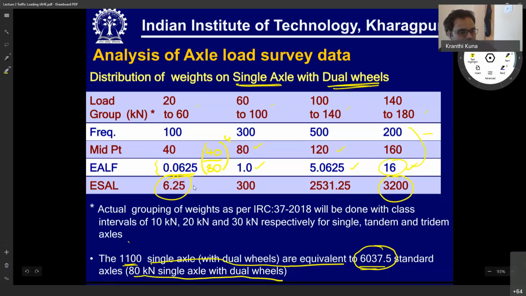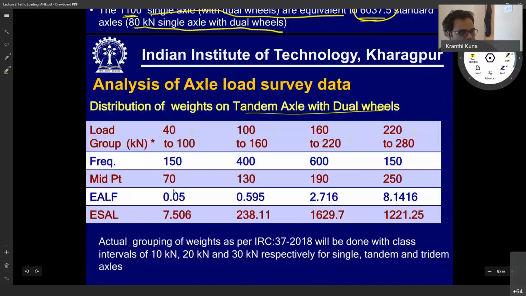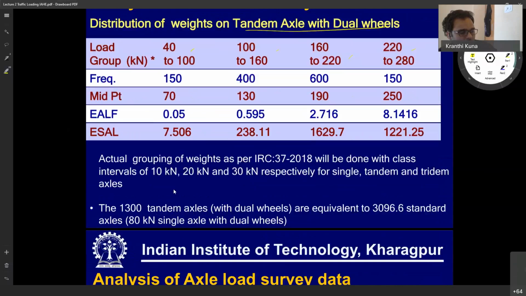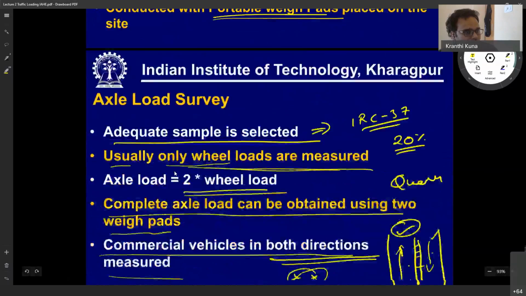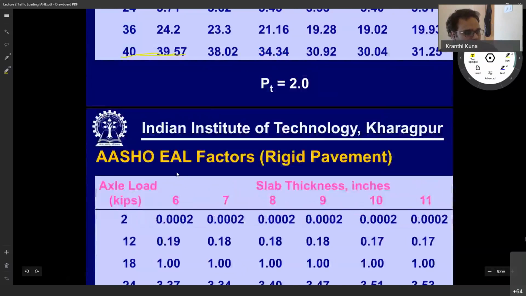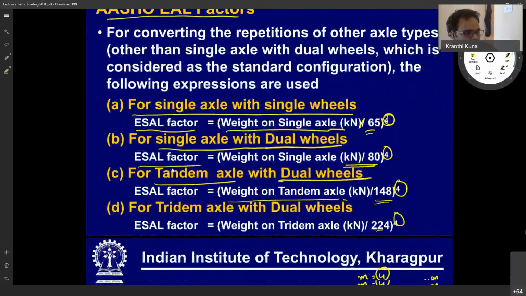Okay. Similarly, if you run the calculations for tandem axle with the dual wheel, for tandem axle with the dual wheel, I think 124 is the factor. Let me see, or 148 maybe. 148.